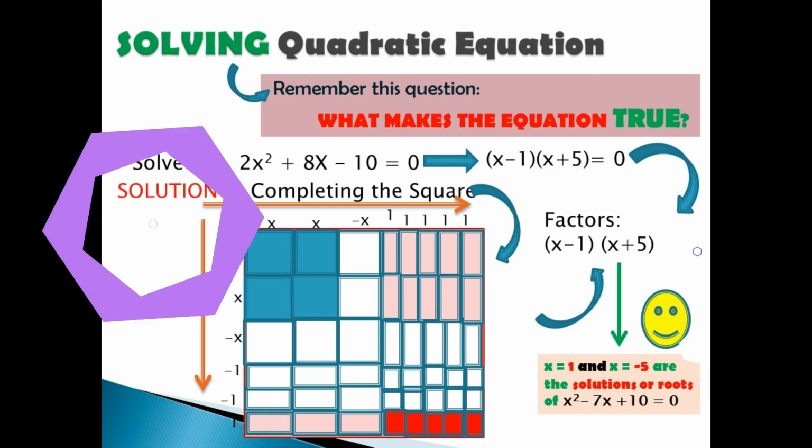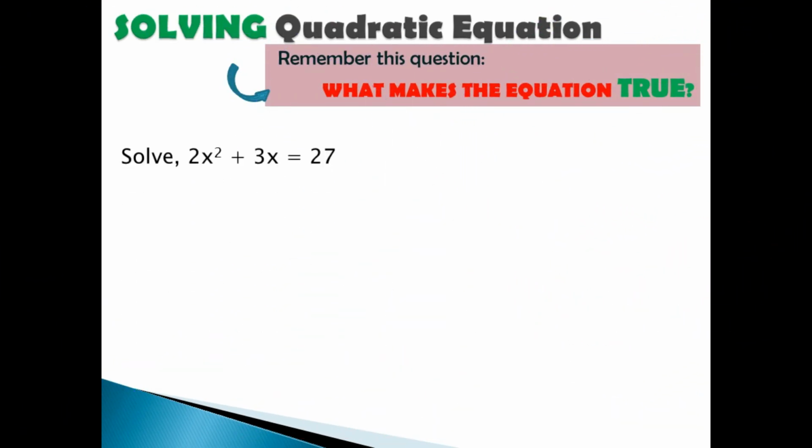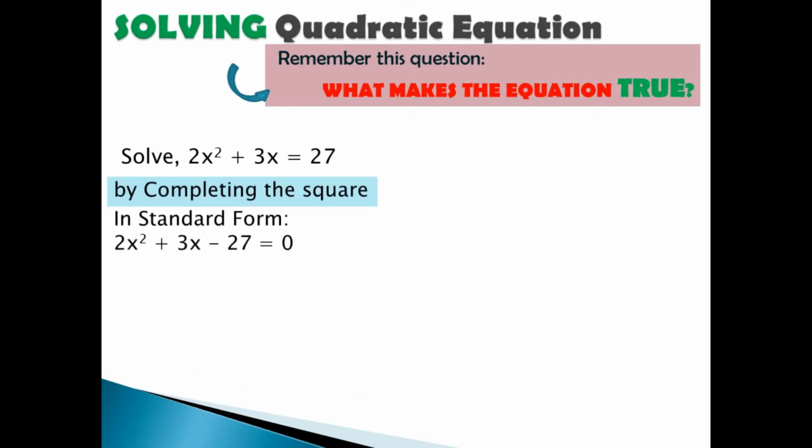Another example. Solve 2x squared plus 3x equals 27 by completing the square. But this time, we will do it without the squares. In standard form, 2x squared plus 3x equals 27 is equivalent to 2x squared plus 3x minus 27 equals 0. A equals 2. We will divide all terms by a, which is 2.